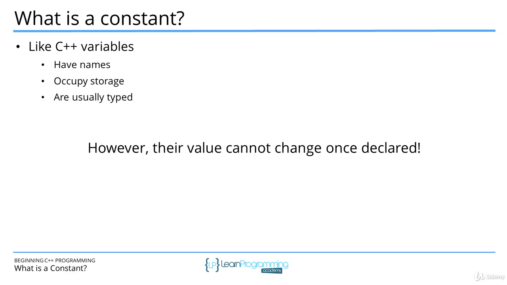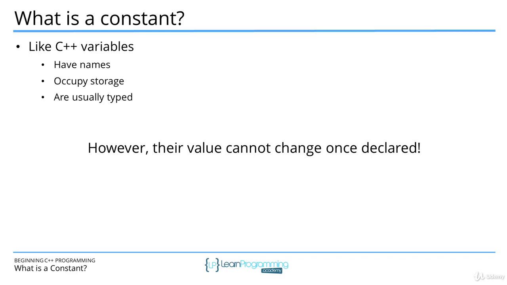The big difference between variables and constants is that unlike variables, the value of C++ constants cannot change once they're declared. For example, if I declare age to be a constant integer and assign 21 to it, then the value of age will always remain 21, and I won't be able to change it. If I try to change it, I'll get a compiler error. Why would you need constants in a program?